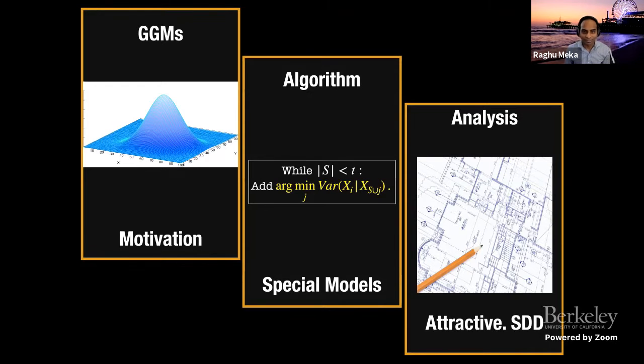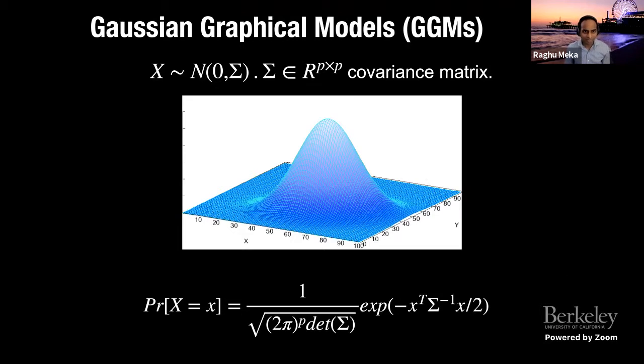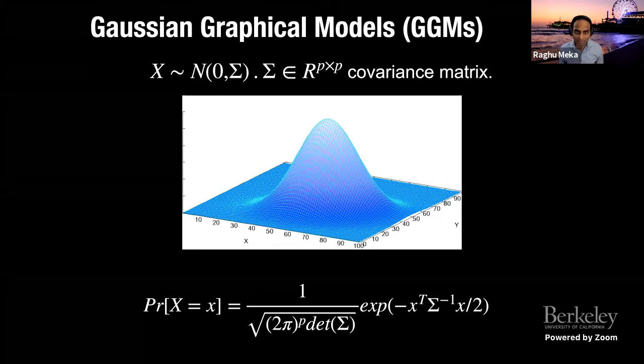Okay, and so what are Gaussian graphical models? At the highest level, they're just any multivariate Gaussian distribution, right? So you have a multivariate Gaussian distribution with covariance sigma, and throughout this talk, I'll use the notation from statistics.